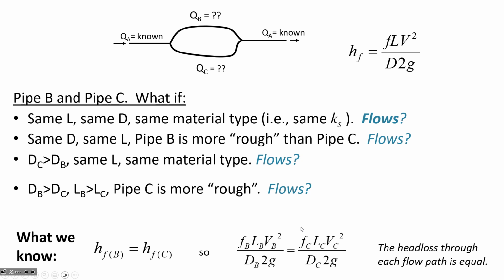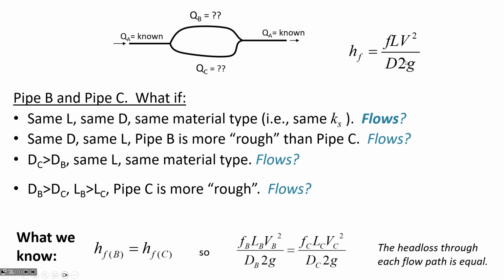This is Darcy's continuity: flow in equals flow out. That was the first equation. This is the second one. By the way, this is the Darcy-Weisbach equation written in terms of velocity. So h_f equals f L V squared divided by D 2g.